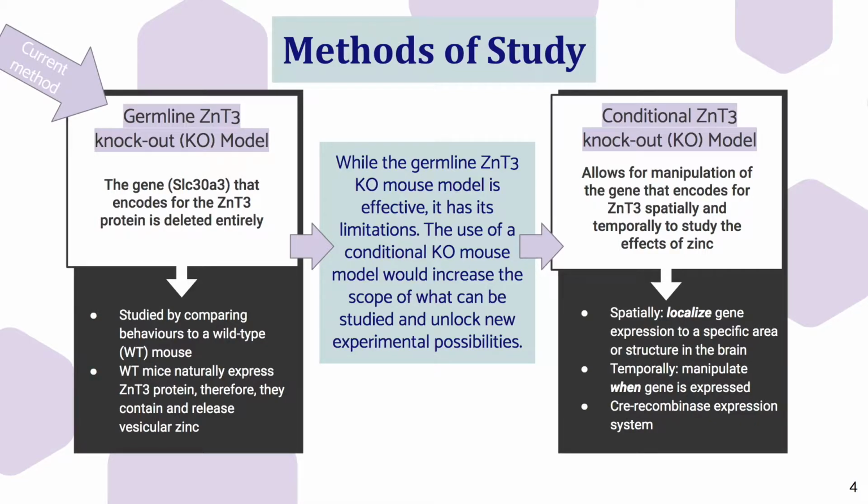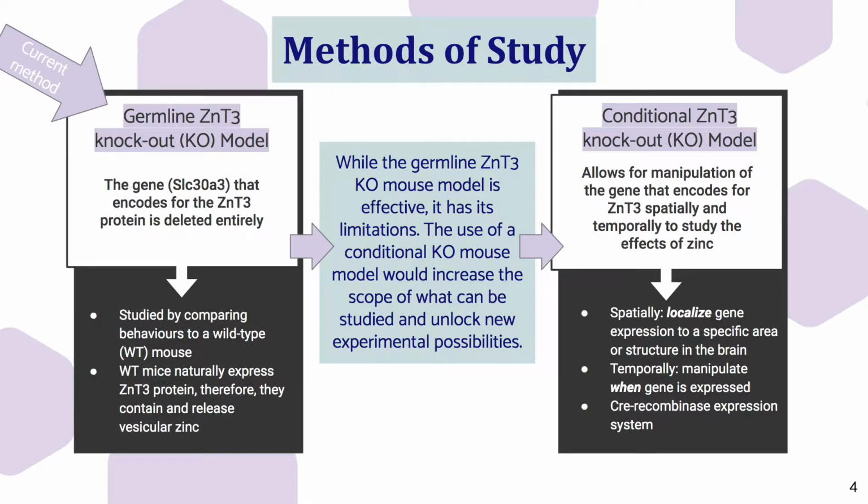Now, what is this conditional knockout mouse model? It allows for the manipulation of gene expression to allow for spatiotemporal study of a gene of interest, meaning that in the case of the conditional ZNT3 knockout model, researchers will be able to study the effects of zinc in the brain in specific brain structures and at certain times in a mouse's lifetime. There are steps that need to be taken in order to create and use this mouse model, and this is where my project comes into play.